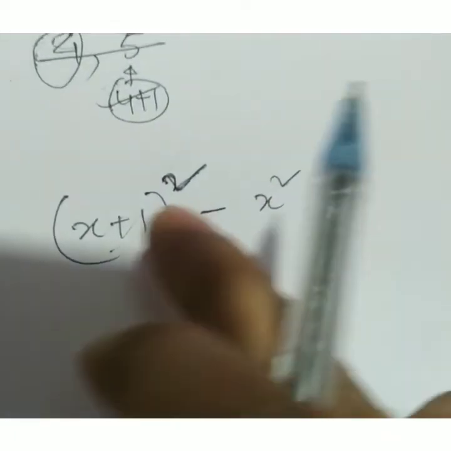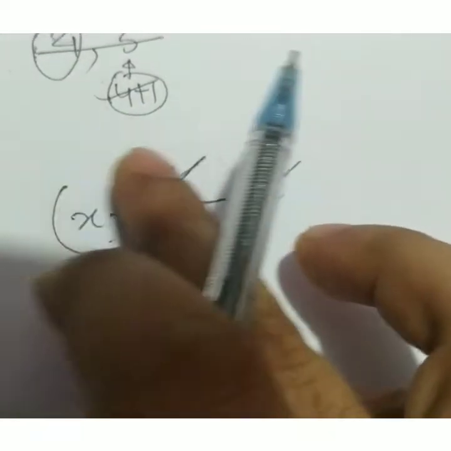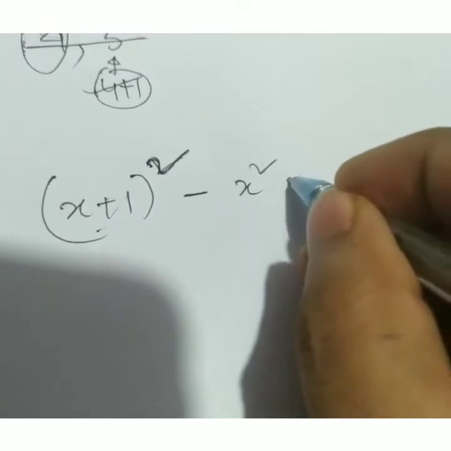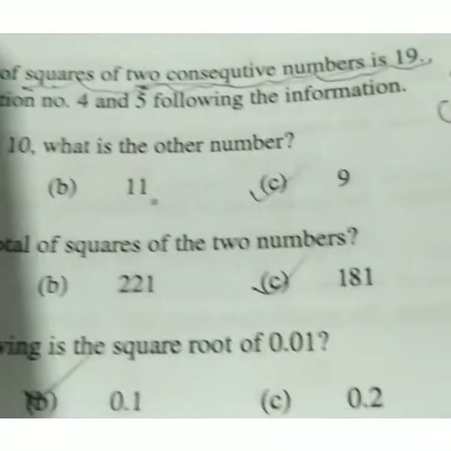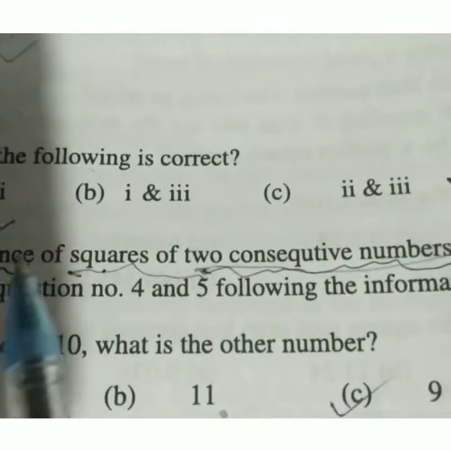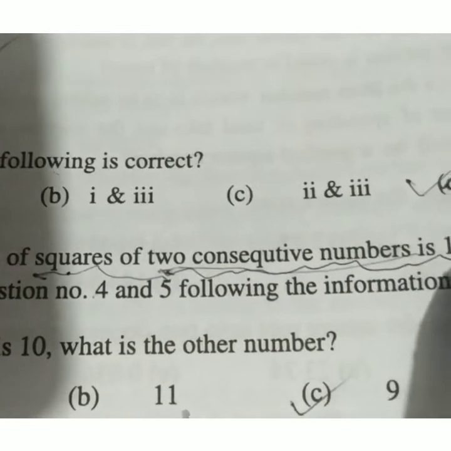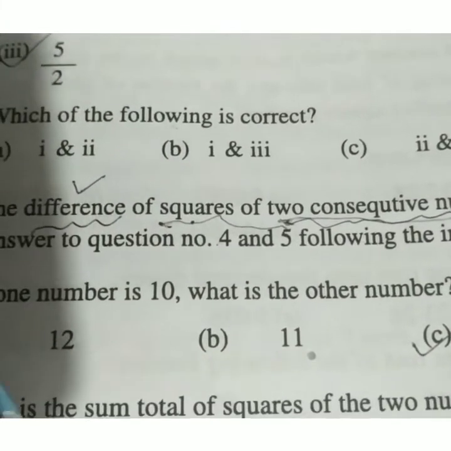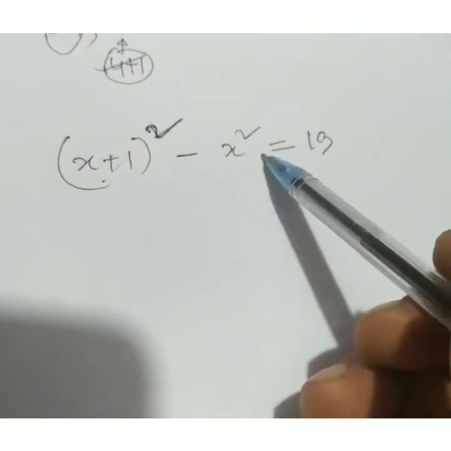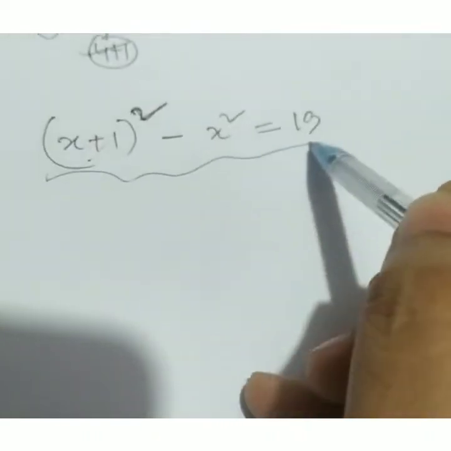So if I subtract x square from x plus 1 whole square, what is the difference which I get? It is 19. It is already given in the question. Check out the question again. The difference of squares of two consecutive numbers is 19. So this information is already provided. So x plus 1 whole square minus x square equals 19. This is the information that is given.